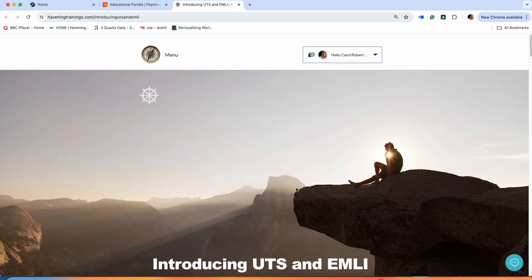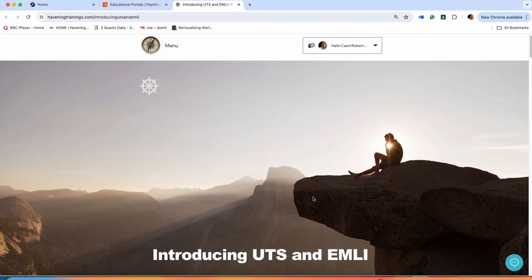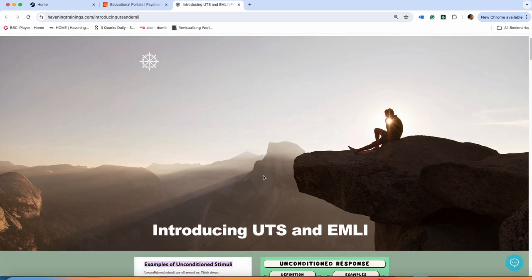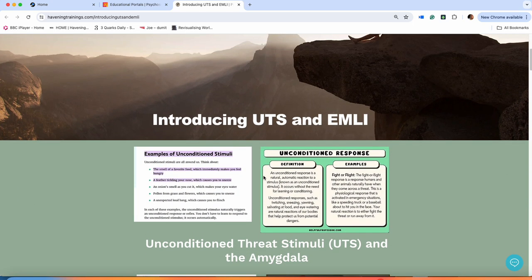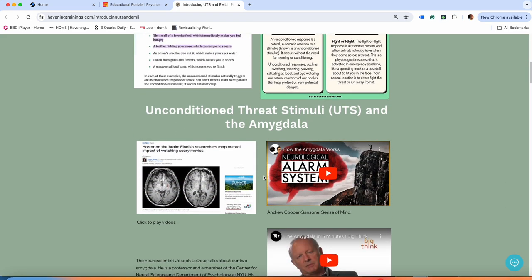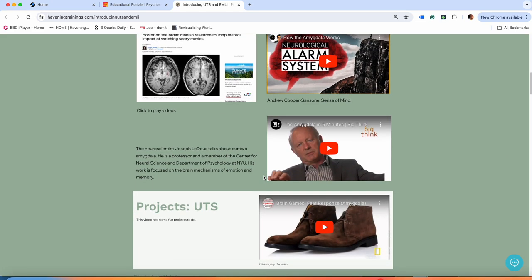I'll close that. So that took us into UTS. If you didn't know what UTS was from the primer, you could click on UTS and learn more about unconditioned stimuli. Ron gives us a big list of unconditional threat stimuli in the primer. If you've not heard about this term, it's an old term from way back in the 50s. Then this is information about it.